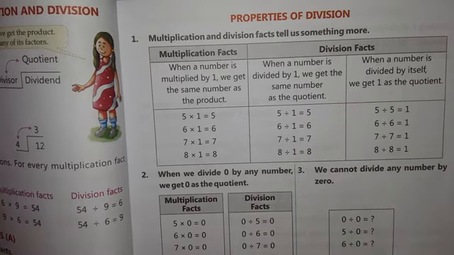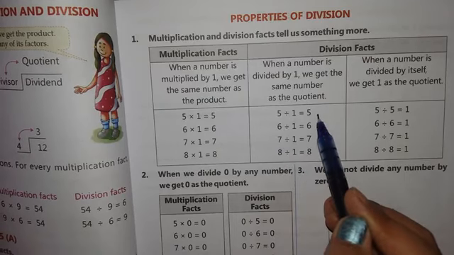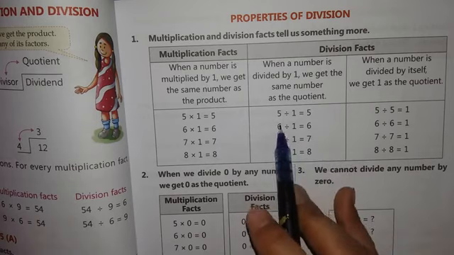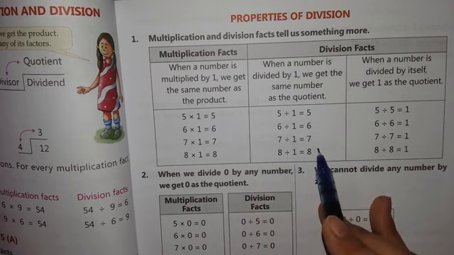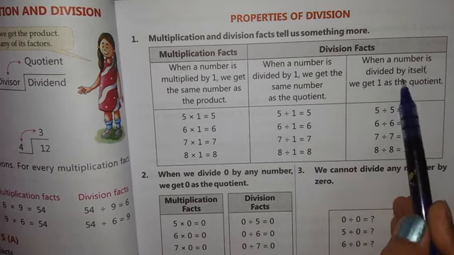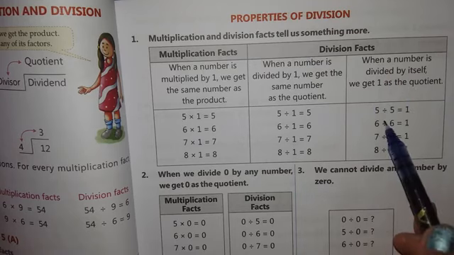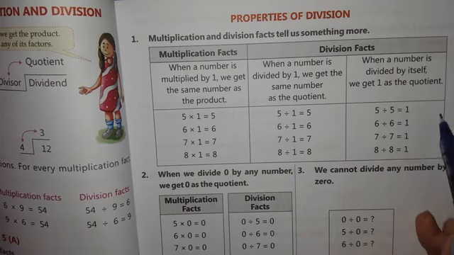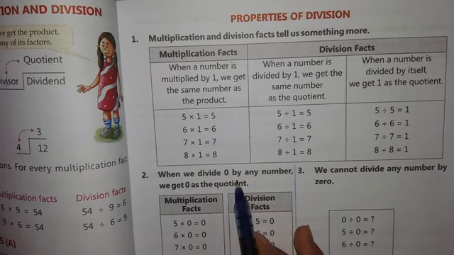Here, a number is given 5 divided by 1. 5 is divided with 1, we get a quotient 5. So likewise, you can write any numbers and divide it with 1, you will be getting the same number as the quotient. Here, when a number is divided by itself, we get 1 as the quotient. When we divide a number by the same number, we'll be getting 1 as the answer or the quotient. Second fact is when we divide 0 by any number we get 0 as the quotient.